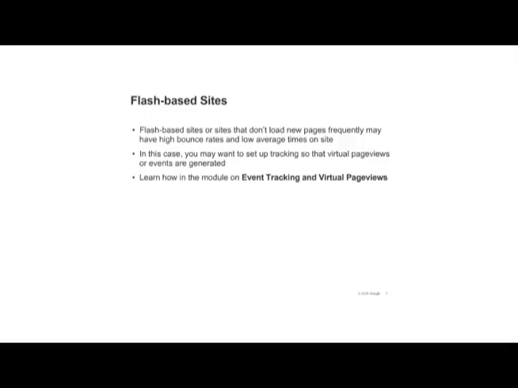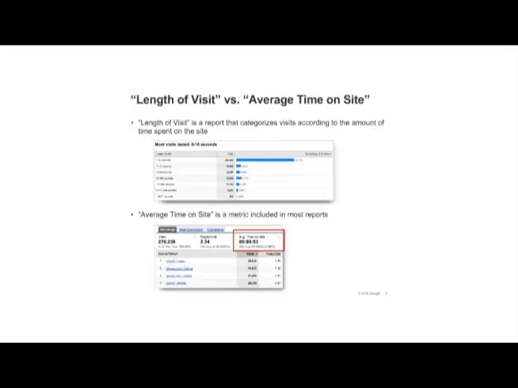Some sites make extensive use of Flash or other interactive technologies. Often, these kinds of sites don't load new pages frequently, and all the user interaction takes place on a single page. As a result, it's common for dynamic sites like this to have high bounce rates and low average times on site. If you have such a site, you may wish to set up your tracking so that virtual page views or events are generated as the user performs various activities. You can learn how to do this in the module on event tracking and virtual page views.